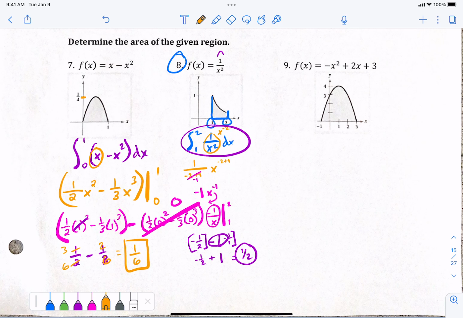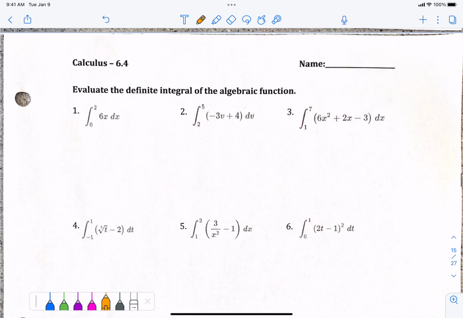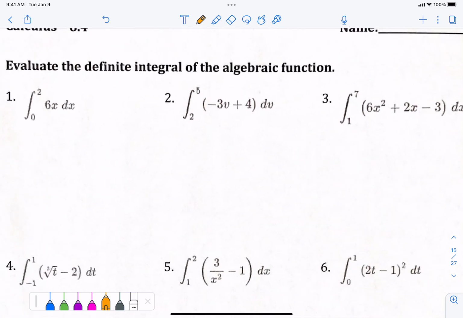Negative 1 over 3. That is what they're asking for. So do 1 through 9. I have to find all of those. Here you go, Jake, this is for you.